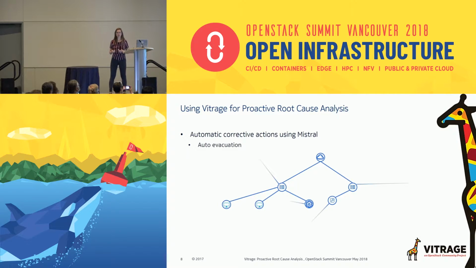We have Mistral notifier already implemented in Vitrage. So if something goes wrong with our system, for example, we see an alarm on the compute and it causes alarms on the VMs, and Vitrage can recognize these connections between the alarm on the host and the alarms on the VMs, then we can execute auto evacuation and move those VMs to another host that is not affected by any alarm.